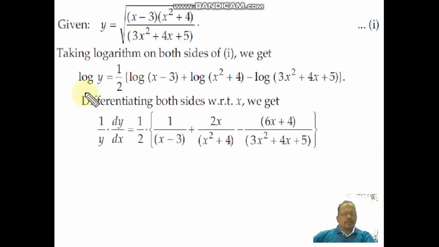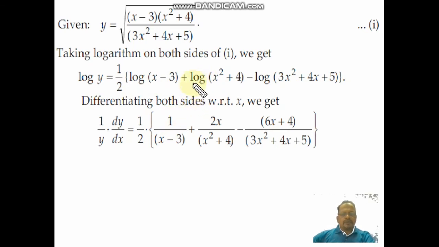Take the derivative. On the left hand side the chain rule is applied. Log y derivative is 1 upon y into dy by dx. On the right hand side, keep half as it is outside of the bracket. Use the derivative of log bracket concept here. 1 upon x minus 3. The derivative of x minus 3 is 1, so no need to write it here.